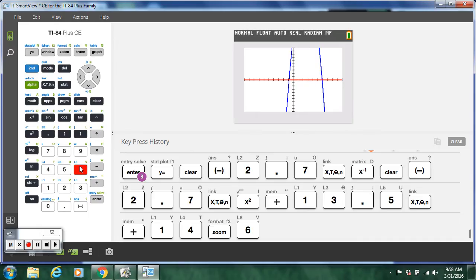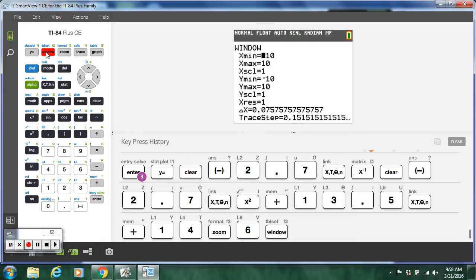Now we're talking about real world problems. So do we really need to see negative x's or negative y's? No, so we want to go ahead and change that on our window to like negative 1, negative 2, something like that. But we need to see more of the y maximum, right? Okay, so we're going to go in our window, because this is where a lot of you are having problems.